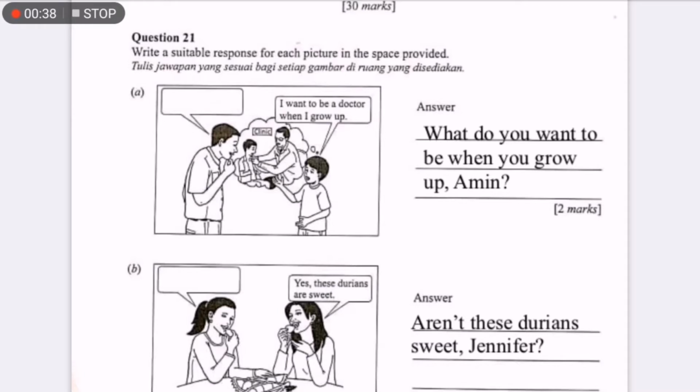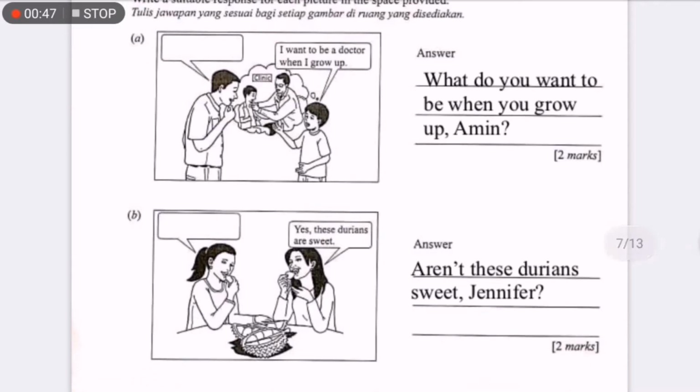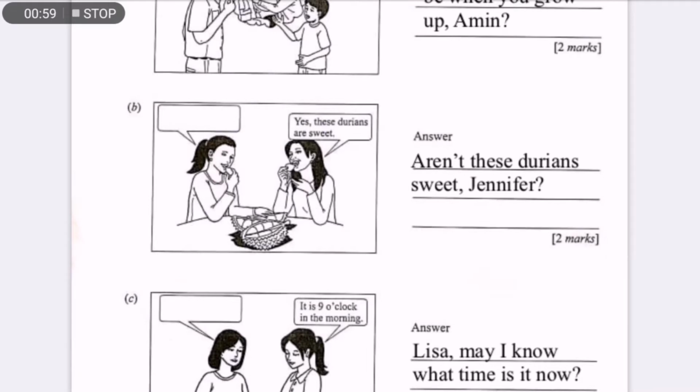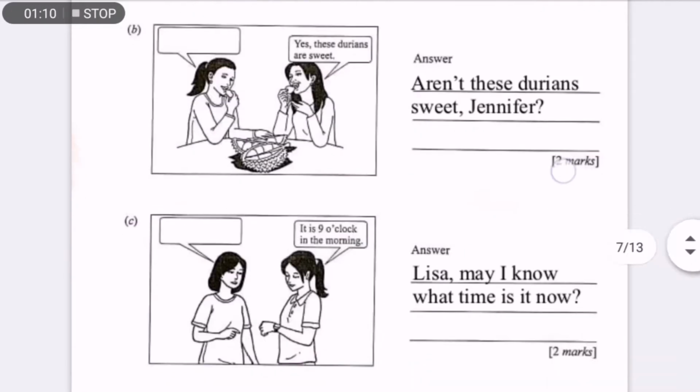Let's take a look at question A. I want to be a doctor when I grow up. So this is obviously a reply. So the question should be, what do you want to be when you grow up, Amin? Now, next one. Yes, these durians are sweet. Yes means she replied to a question. So the question should be, aren't these durians sweet, Jennifer? Alright, with a question mark. Remember, when you ask a question, you need to put a question mark.